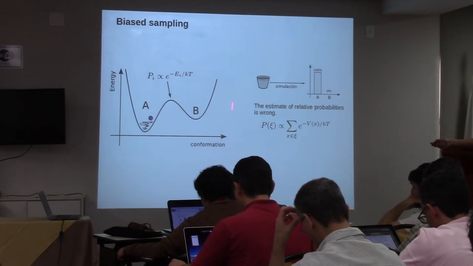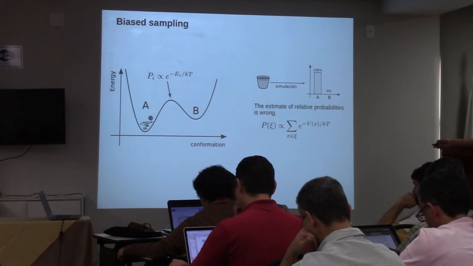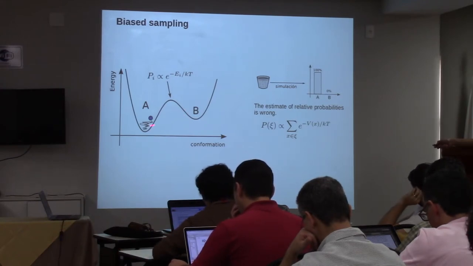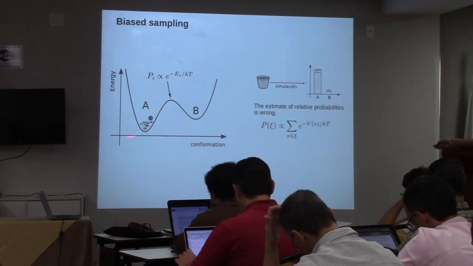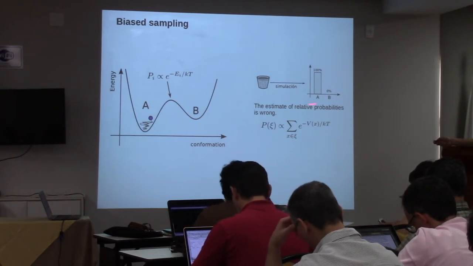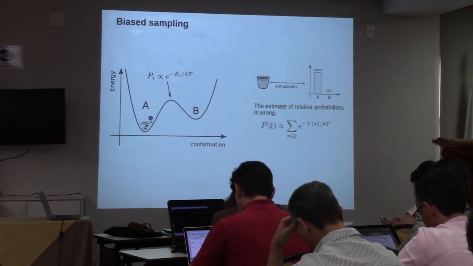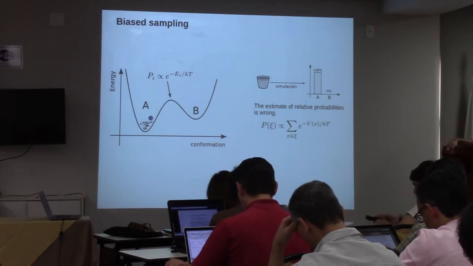So our problem is the same problem as always: we want to sample the relative probability of these two states, and our simulations keep sampling only state A. Since we don't leave state A in our simulation, we compute a wrong estimate of the relative probabilities of these two states in the simulation. So we want to solve that. And now we are going to solve that in various ways.